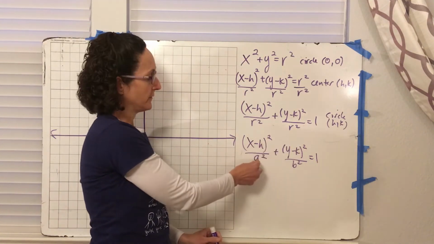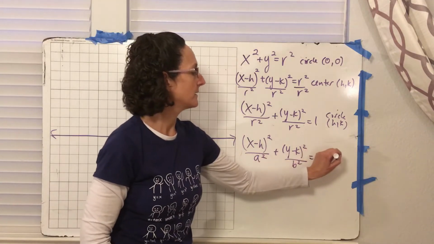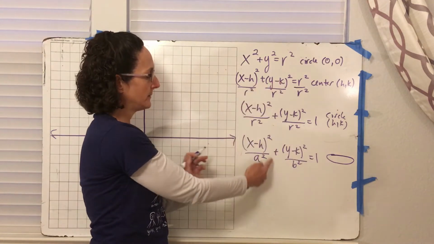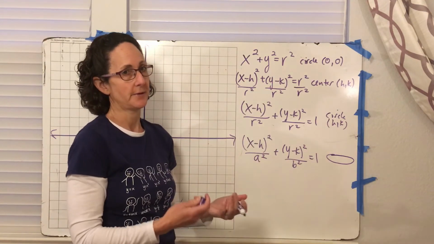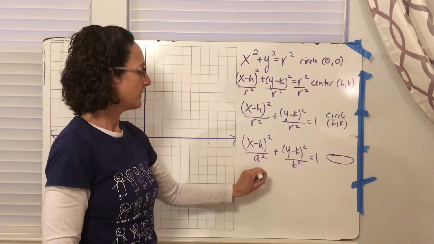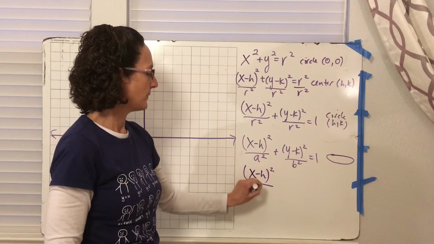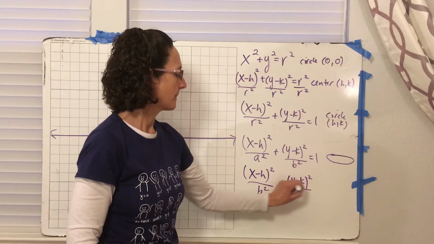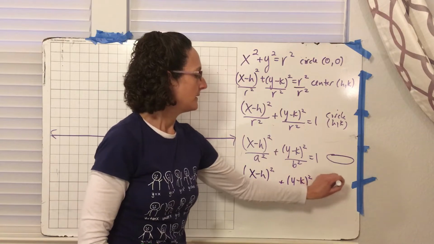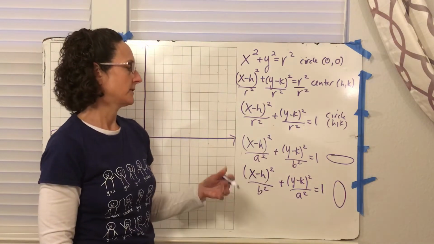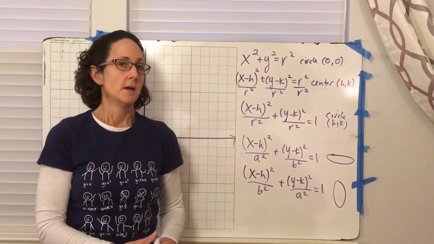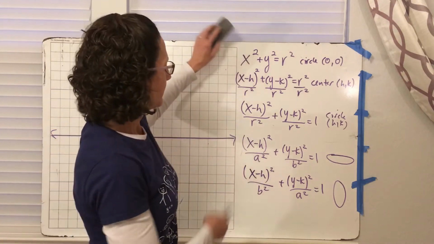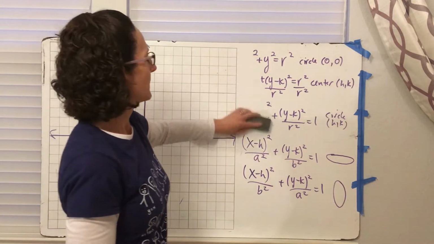We talked before about how a is always the biggest, so this ellipse would open this way. It would be wider than it is tall simply because this number is the biggest number. If the bigger number was underneath the y instead, like this, then it would be taller. And these all have a center of (h, k), of course. I'm going to do a couple of examples. I'm going to erase all this, so just pause it if you still need it.